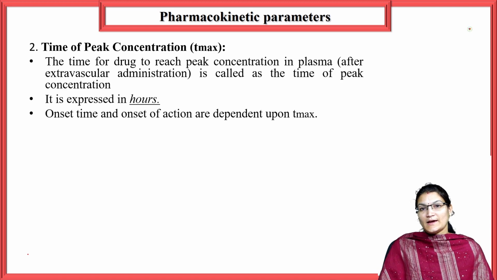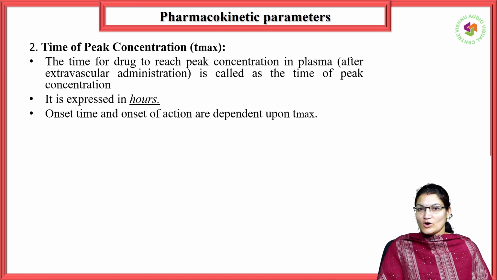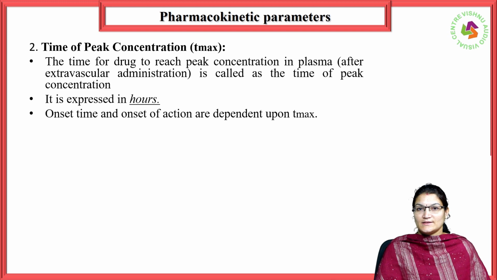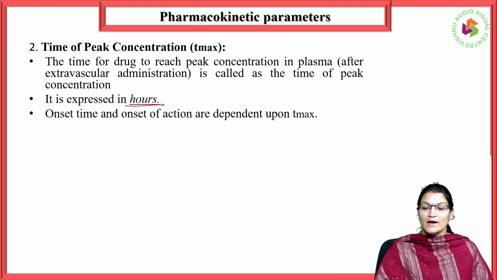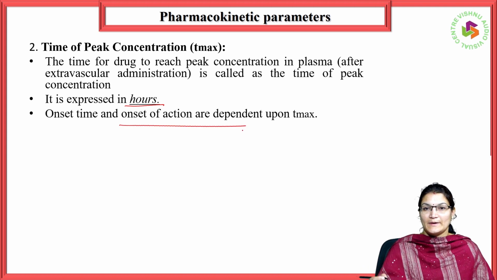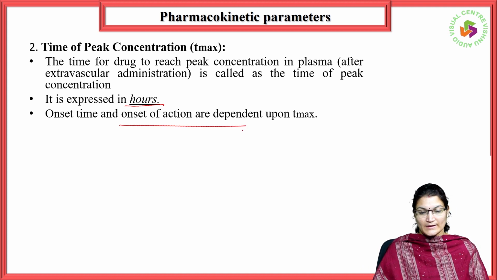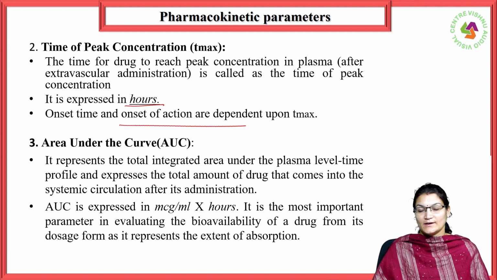So, the time required for the drug to reach peak plasma concentration is nothing but Tmax, and it is expressed in hours, and both onset time and onset of action are dependent on the Tmax. Next, we have area under curve.